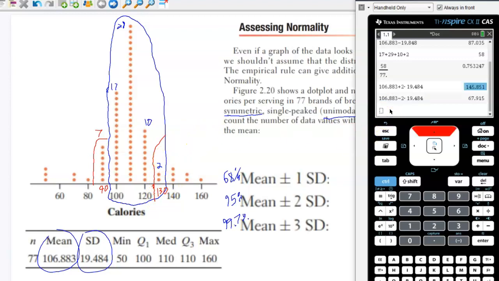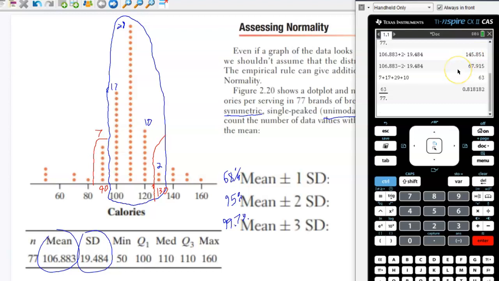So this should have been, let me go back to this one just for a second. I don't need the 2 there. And I should have added 7 plus the 17, right? So actually there's 63 pieces of data. This is worse than I thought. So 63 divided by 77. Oh my goodness. So we were hoping for 68%. We got 82%, about 81.8% within one standard deviation. This is not a good start here.